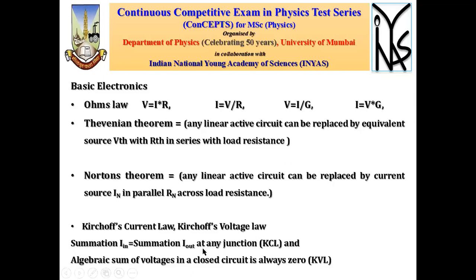Kirchhoff's current law states that the algebraic sum of current flowing at any junction is always zero. So if you have a junction of some resistor network, there will be some current from the sources, and there will be some current coming in and the current coming out. Since from one path the current is coming and from some other path the current is flowing out, the algebraic sum of the current flowing at any junction will be zero.